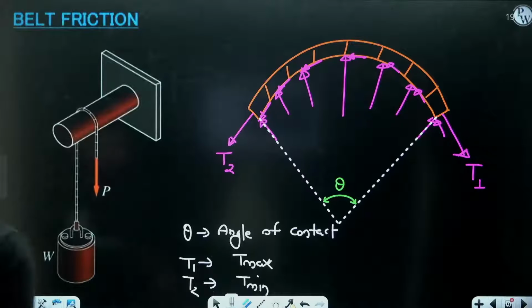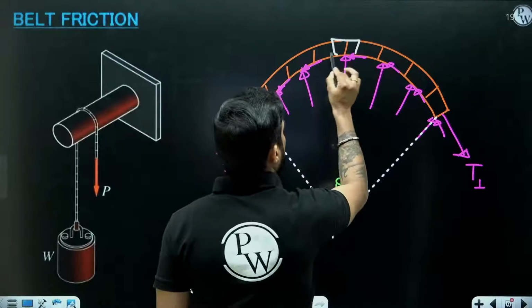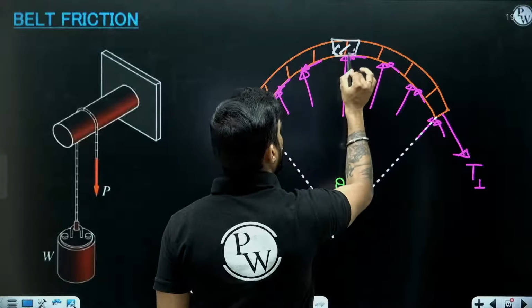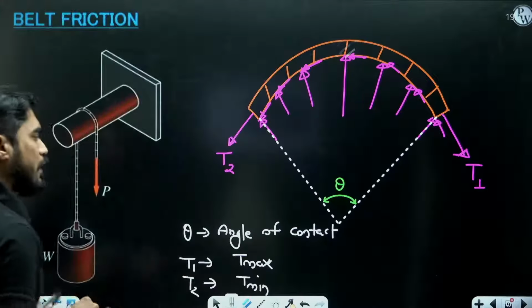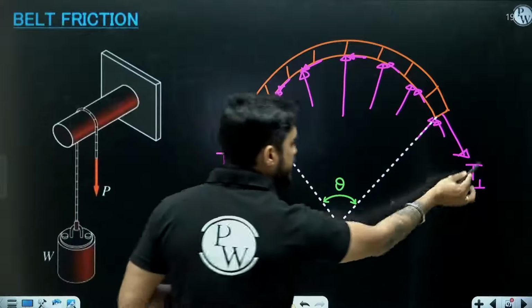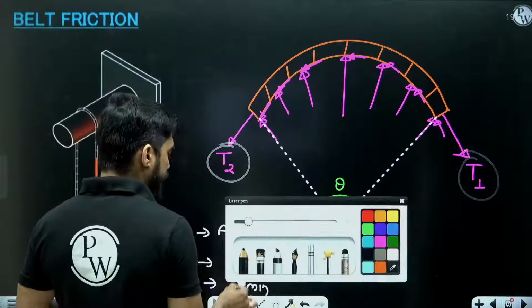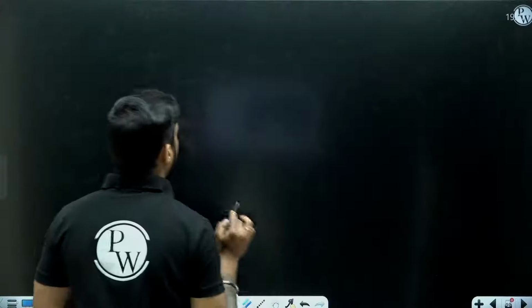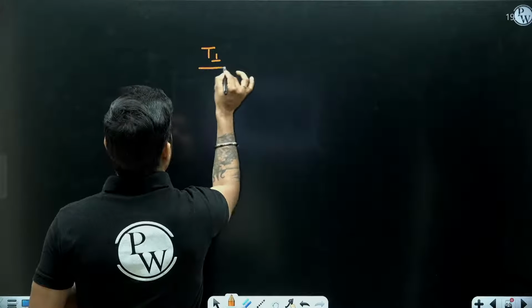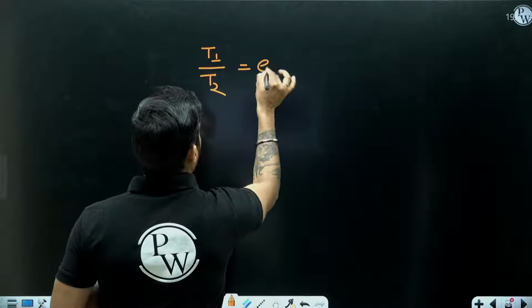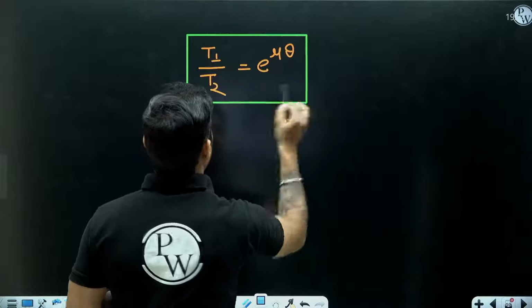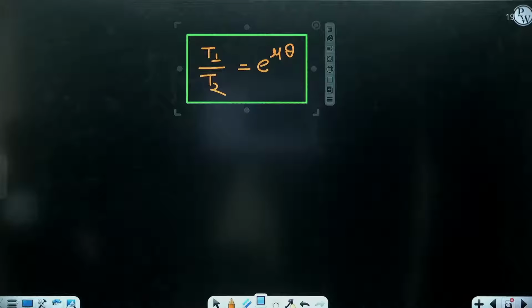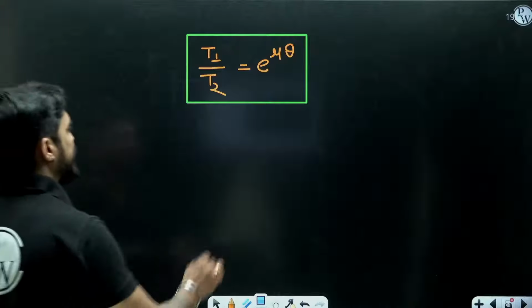So we will consider a very small part. We will draw the free body diagram of this very small part of the rope, and then we will apply equilibrium equations on that part, and from there we get a relation between this T1 and T2. So I will write that equation directly. You have to memorize this. T1 by T2 equals e to the power mu theta. This is the relation between T1 and T2, where theta is the angle of contact.